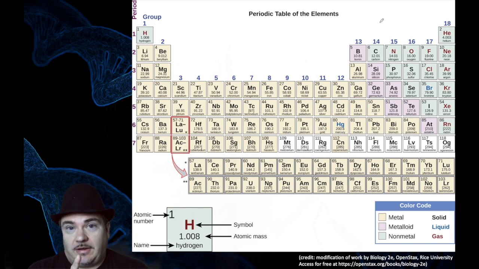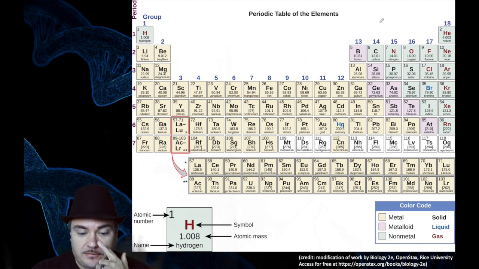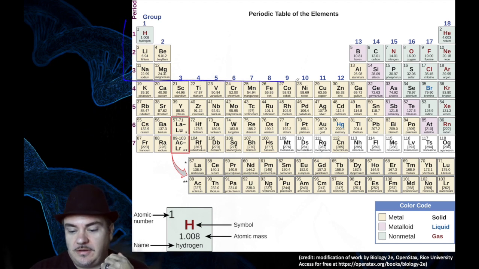The next way it's organized is actually based upon the electrons. Okay, so to explain that, what I'm going to do is I'm going to take just these first 3 rows.